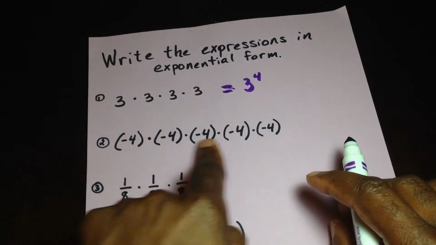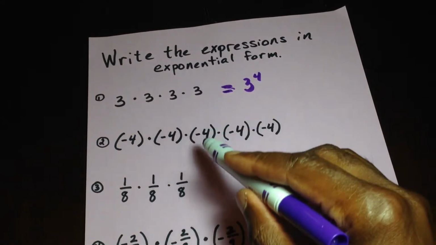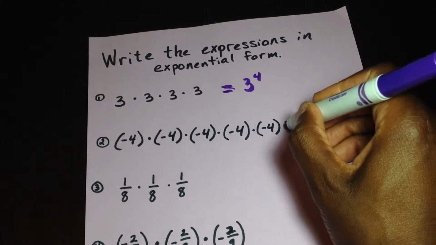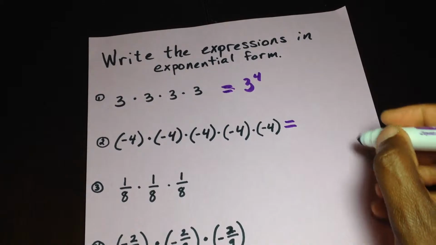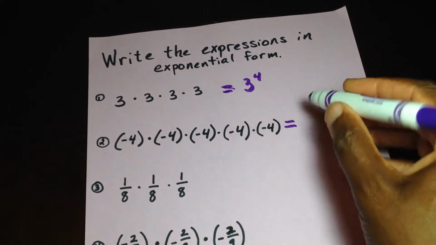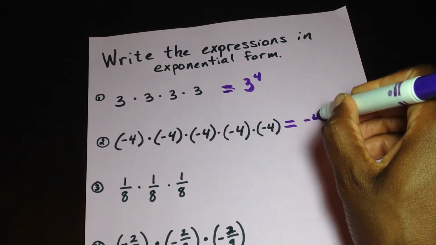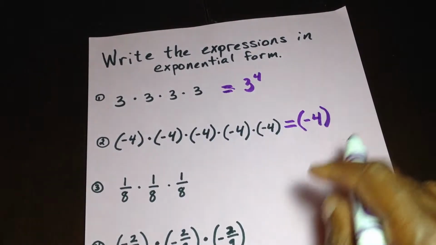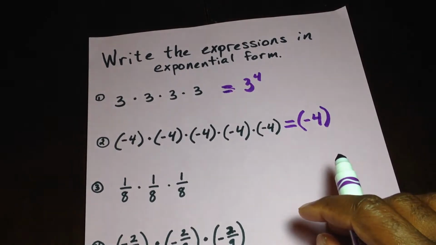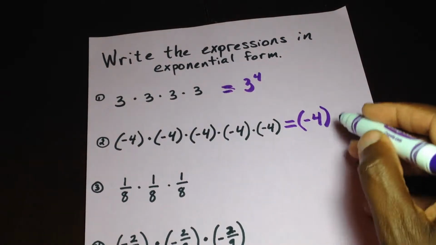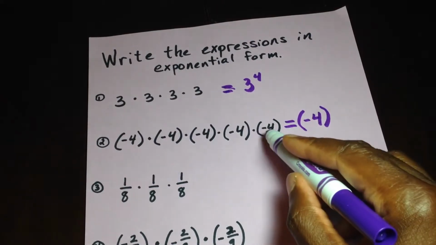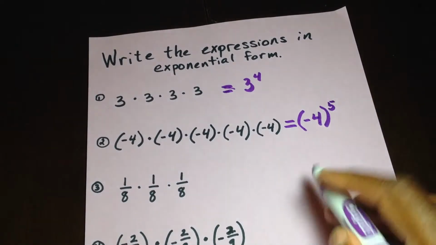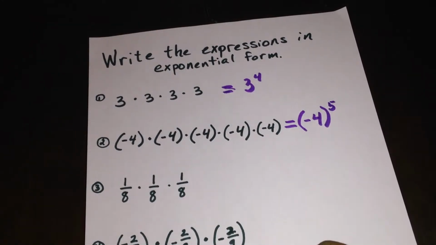The second one, in expanded form, is -4 times -4 times -4 times -4 times -4. So now that would be equal to, if I take the base, and my base here is -4. Now remember, we said before, we want to make sure we keep these in parentheses. I'll explain why at a later time. But now we have -4, and how many times we have that base is 1, 2, 3, 4, 5. So that means it has an exponent of 5. So that's -4 to the 5th power.